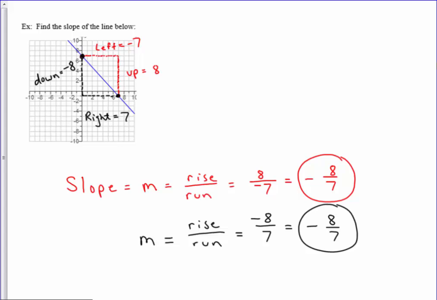So it makes no difference which point you start with, just keep track of if you're going up or down and left or right, and make sure you place the appropriate sign with the appropriate number.